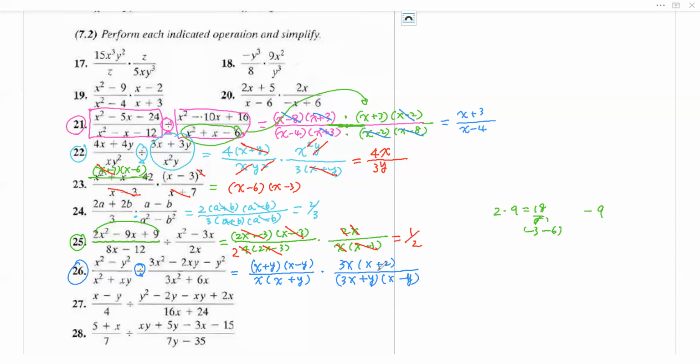So right now we can do the factor process. x plus y is factored out, x minus y is factored out, and one of the x is gone, right? So what is left is 3x plus 2. What about the bottom, the denominator? 3x plus y, right? We didn't miss anything because the factor part is out. We cannot miss anything. Okay. All right, let's see 27.